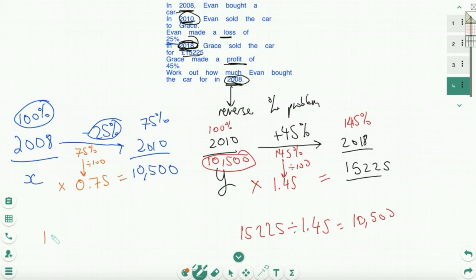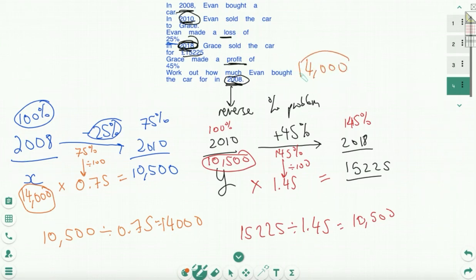So we're going to reverse that. 10,500 divided by 0.75, which is 14,000. So that was the price of the car in 2008. That's your answer. Hope you found that okay. So basically, guys, when we have 3 time periods, in this case 2008, 2010, 2018, we found the price of the car in 2010 first. And once you can find the price of the car in 2010, you can find the price of the car in 2008. Just work backwards, okay?